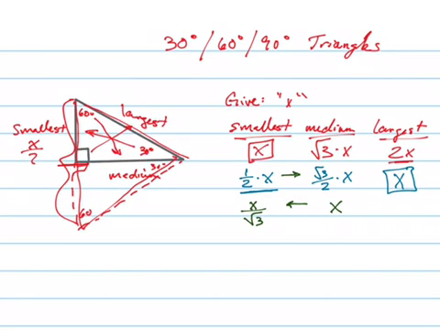And now how do I go from the smallest side to the largest side? Multiply by 2. So this is 2 over the square root of 3 times x. So you basically just double that one over there. So that's how you do these problems.